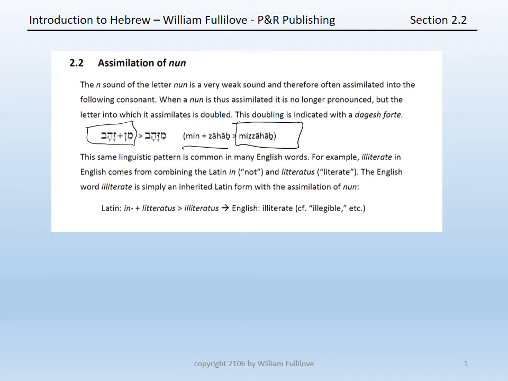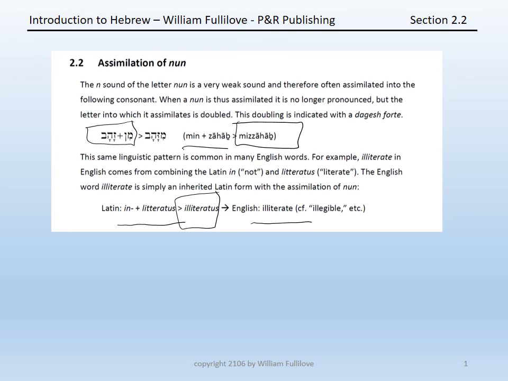This is in fact a common pattern not simply in Hebrew but in many languages. In English, for instance, many of our words that begin with an i come in fact from this pattern. The word illiterate in English comes from the Latin in plus literatus, and in Latin the assimilation of noon creates illiteratus, leading to the English illiterate. The same pattern is true for words like illegible, etc.